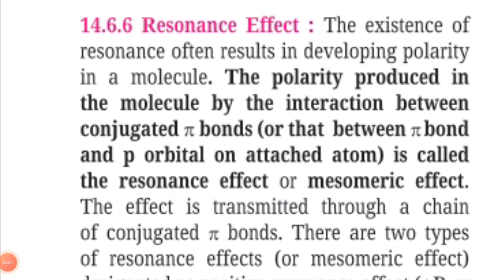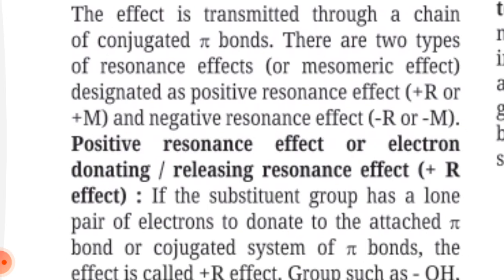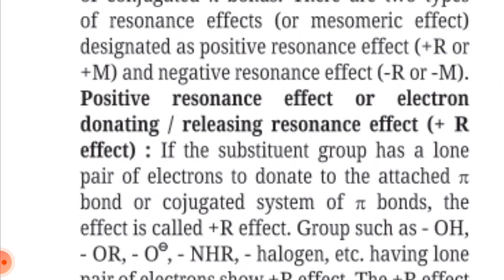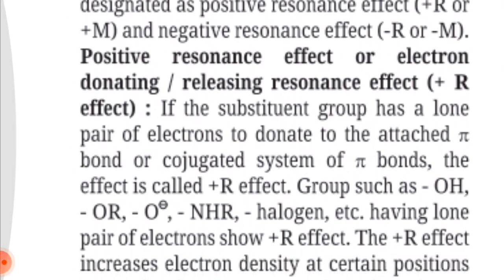Resonance effect. The existence of resonance often results in developing polarities. In a molecule, the polarity produced by the interaction between conjugated pi bonds, or between a pi bond and a p orbital on an attached atom, is called resonance effect or mesomeric effect. The effect is transmitted through a chain of conjugated pi bonds. There are two types of resonance effect or mesomeric effect, designated as positive resonance effect, +R or +M, and negative resonance effect, -R or -M.